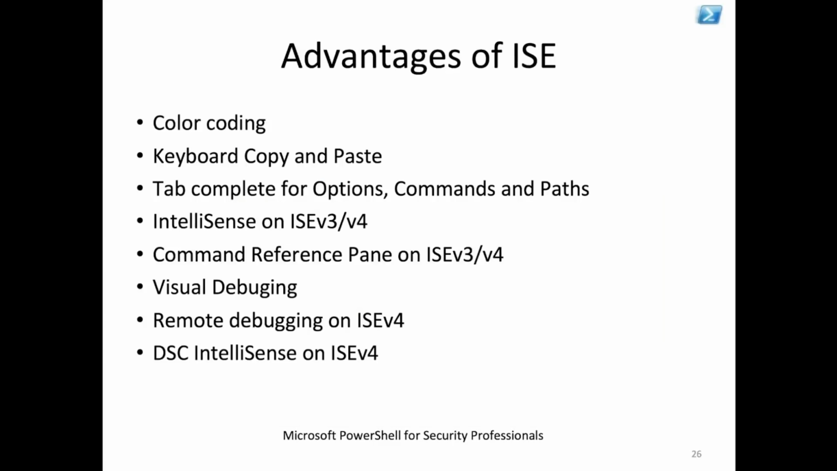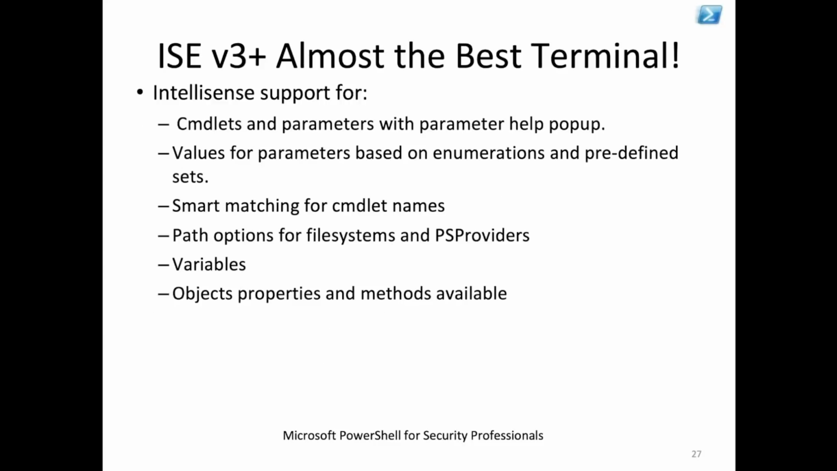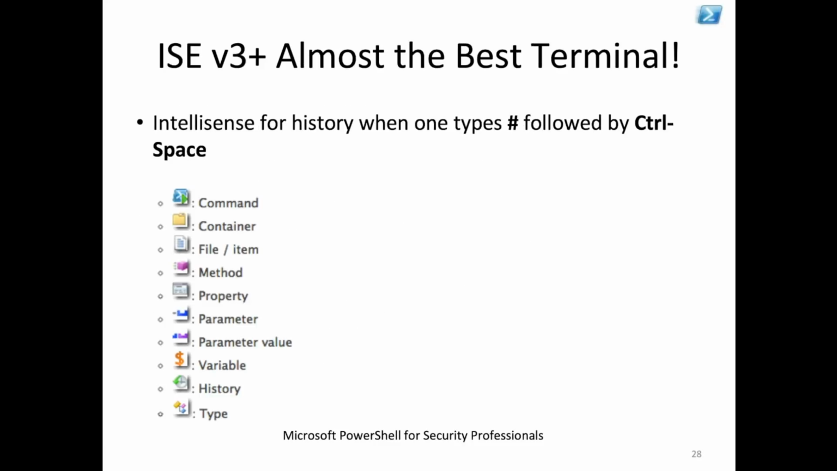Also, ISE provides multiple advantages for me. I have color coding, keyboard copy and paste. I have tab complete for options, commands, and path. I have IntelliSense in ISE version 3 and on ISE version 3, 4 and 5. I have command reference pane, visual debugging. I have quite a bit here inside of the ISE. As I mentioned, it's almost perfect. It does provide some nice ways for me to identify what is actually being run in it just by looking at it.